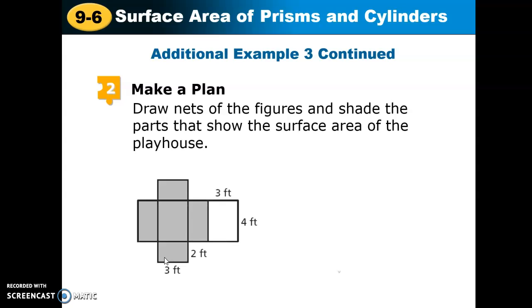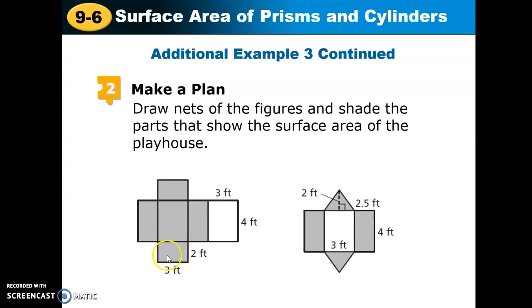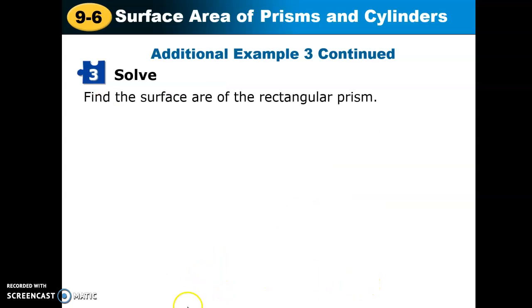So if you want, you can draw nets. Sometimes I feel like maybe every once in a while this might confuse people a little bit, but this is what these nets would look like, if you need to see those numbers in action. And then what we're going to do is start off by just looking at the rectangular prism. So that bottom part of that playhouse.